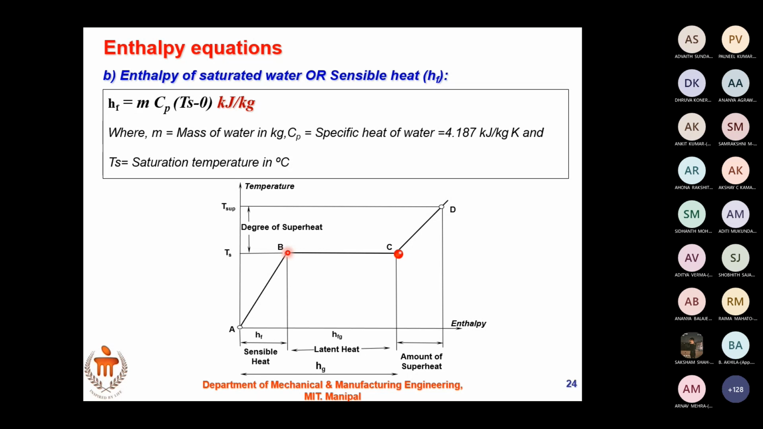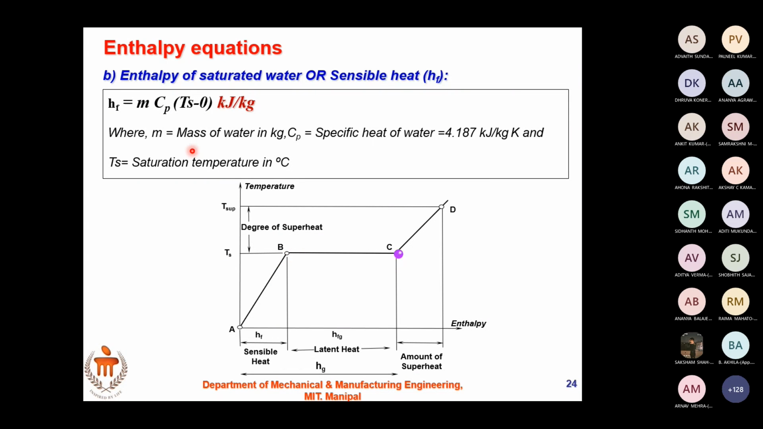Yes, exactly right. Understood? So what is sensible heat? It is the amount of heat required to raise the temperature of 1 kg of water at 0 degrees Celsius to its saturation temperature, or the boiling point corresponding to the pressure that is applied, or at a given constant pressure. In any way, both are correct, right?